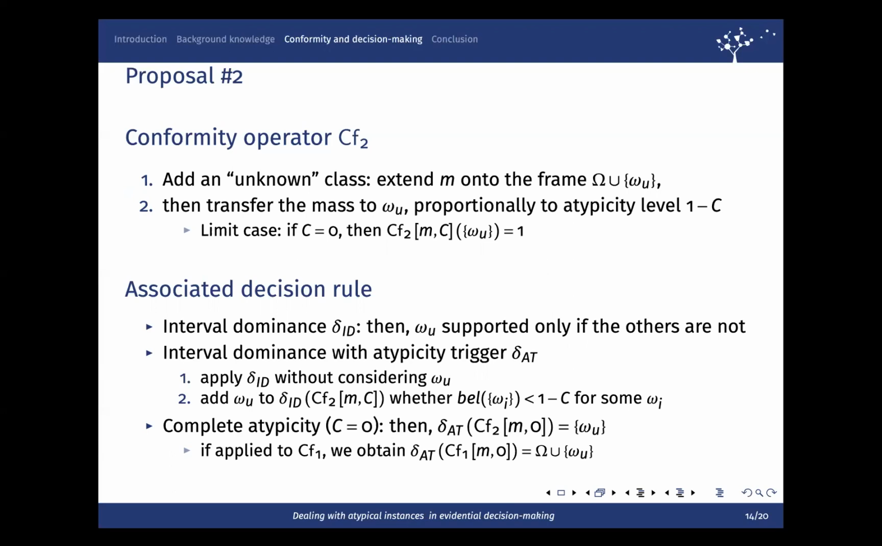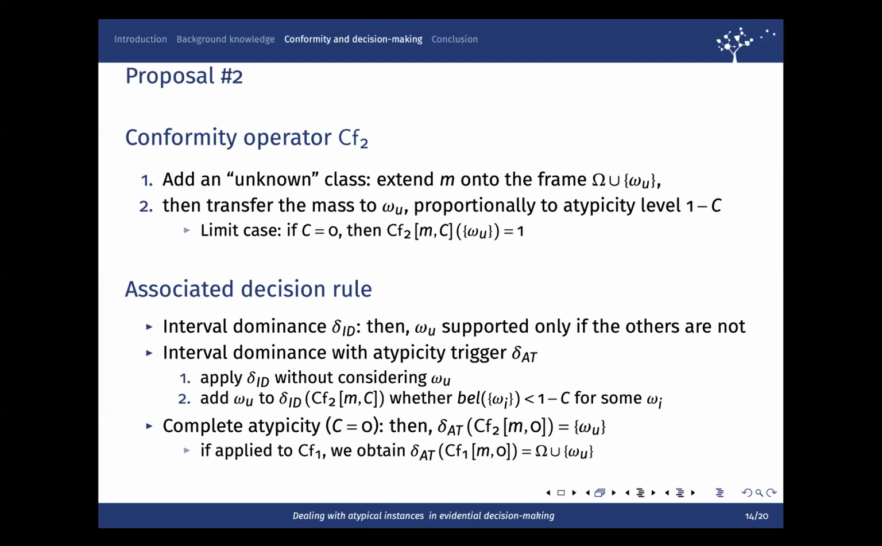If we use interval dominance in conjunction with this conformity operator, then we can see that at some point, the unknown class will become supported. And we can see that the unknown class is supported only if the others are not. It means that we can define a variant of this decision strategy. We will use interval dominance on all classes except the unknown class.